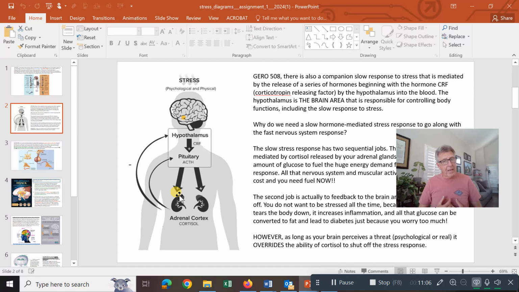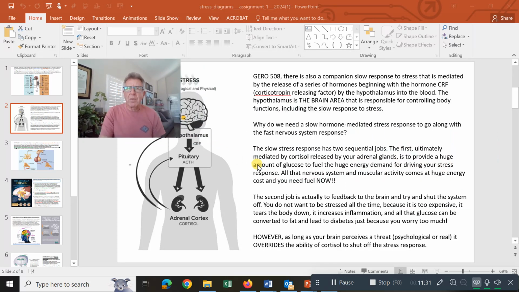Anything that is endocrine or hormonal only gets there by traveling in the blood. Then when the ACTH binds with the outer shell of the adrenal gland, the adrenal cortex, it causes the release of cortisol, and the cortisol then serves some important jobs.